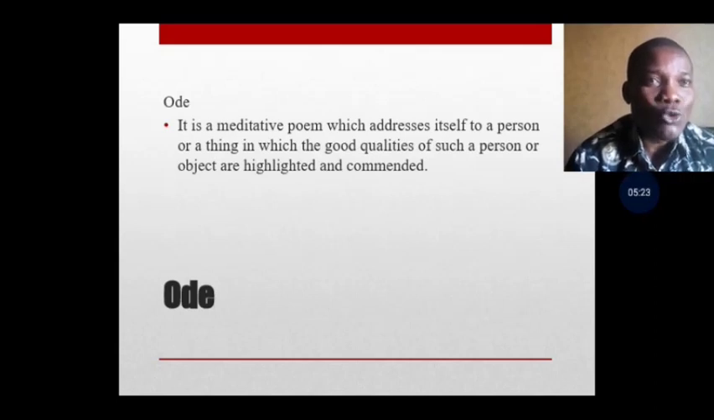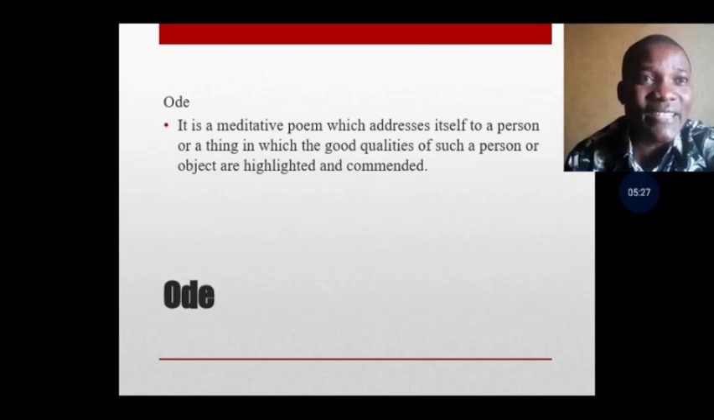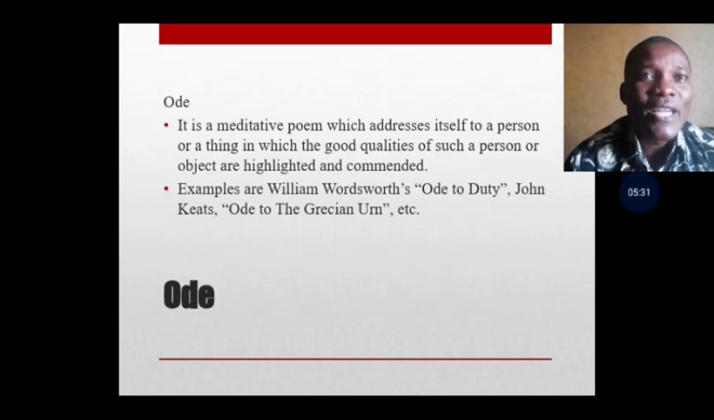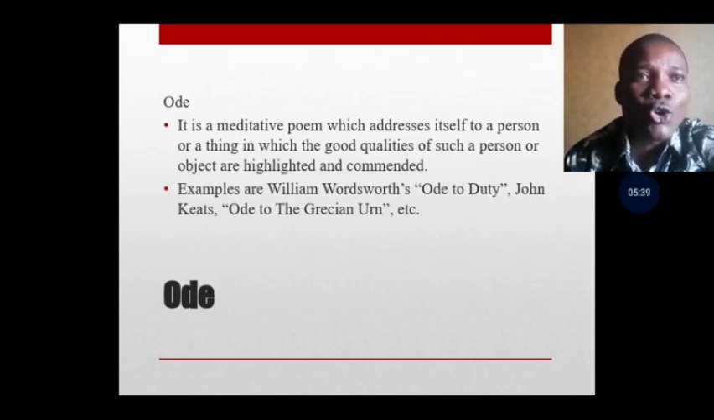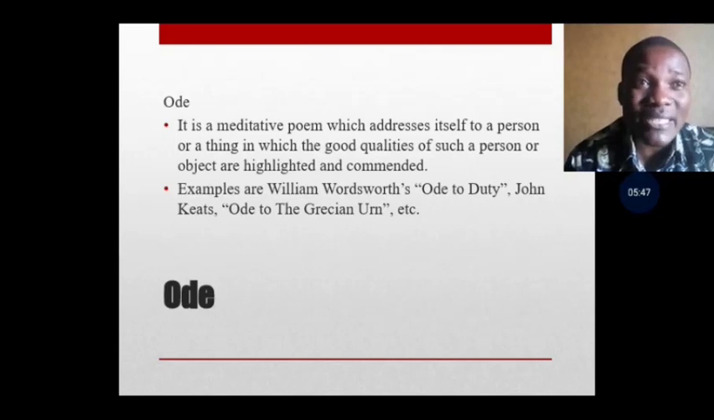giving the snake certain qualities that humans ordinarily should possess. So ode is usually narrative and highly elaborative. Examples are Ode to Duty by William Wordsworth and Ode to the Grecian Urn by John Keats. Note: ode is usually a poem addressed to inanimate objects, not humans, and they are treated as if such inanimate objects are humans.